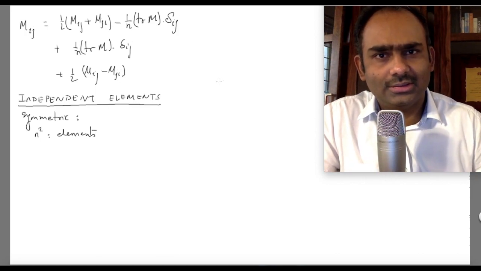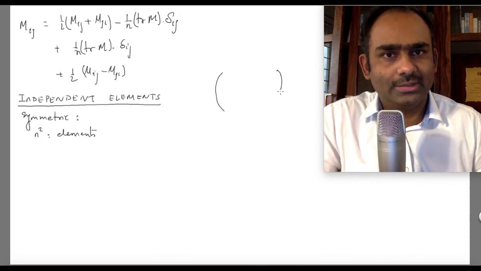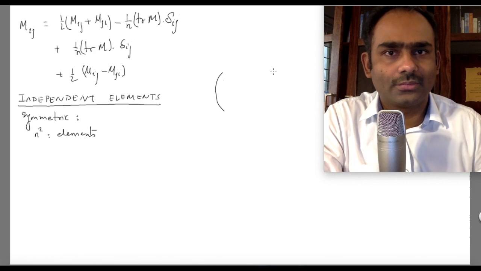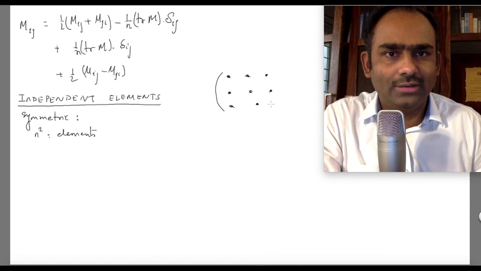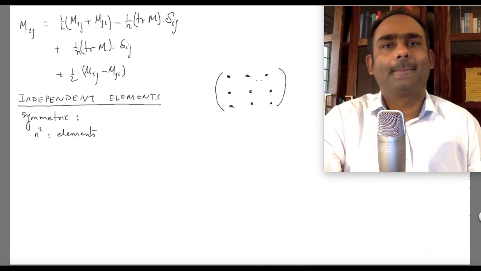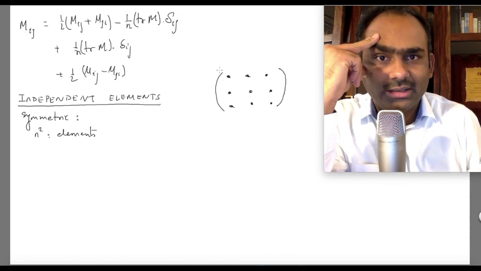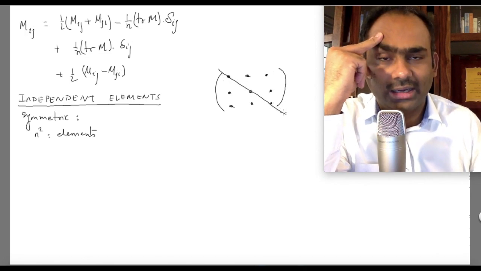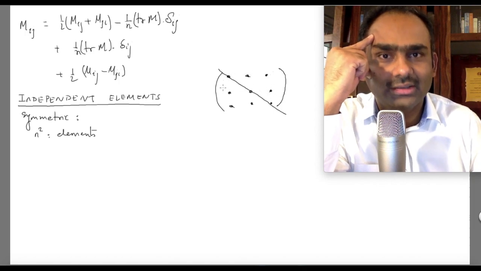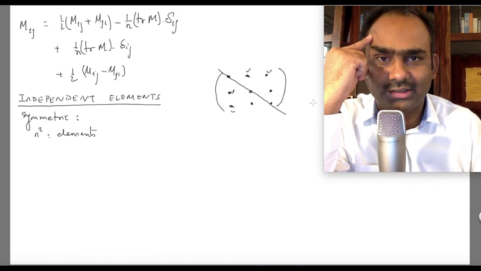So let's draw here a symmetric matrix. Let me write down something, let's say a 3 cross 3, just for the sake of explanation. You have some entries at all these places. Now, if this is symmetric, which means apart from the entries on the diagonal, whatever you have above, the same thing you have below. So this guy is the same as that guy, this guy is the same as that guy, and so forth.